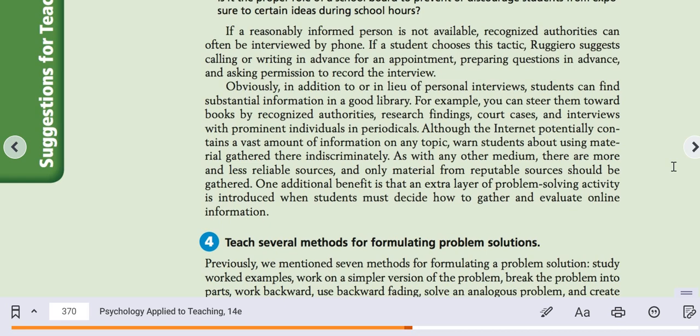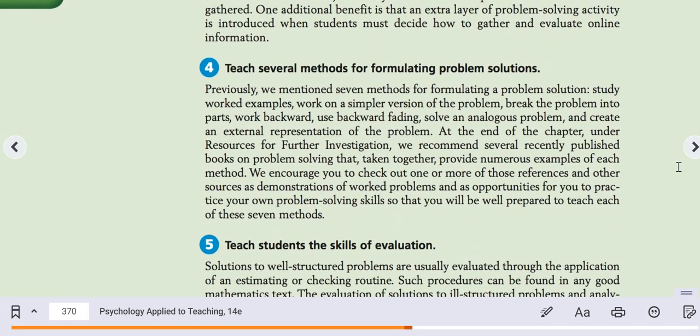Although the Internet potentially contains a vast amount of information on any topic, warn students about using material gathered there indiscriminately. As with any other medium, there are more and less reliable sources, and only material from reputable sources should be gathered. One additional benefit is that an extra layer of problem-solving activity is introduced when students must decide how to gather and evaluate online information.